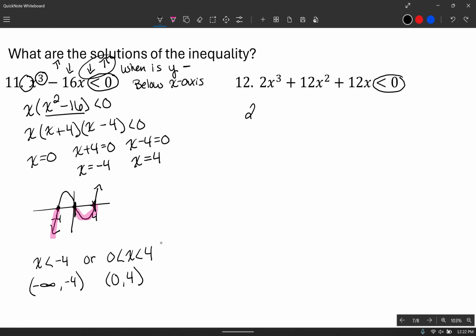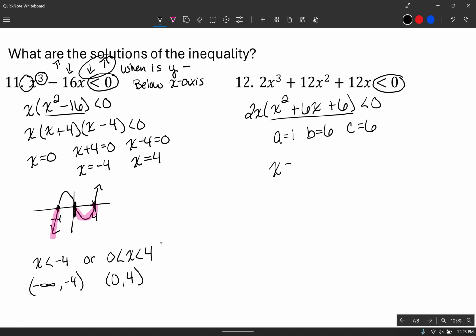I do have a common factor of 2x, so I'm going to factor that out. 2x to the third divided by 2x is x squared. 12x squared divided by 2x is 6x. And another 12x divided by 2x is 6. Now, I cannot factor this trinomial, so to find the zeros, I'm going to have to do the quadratic formula.